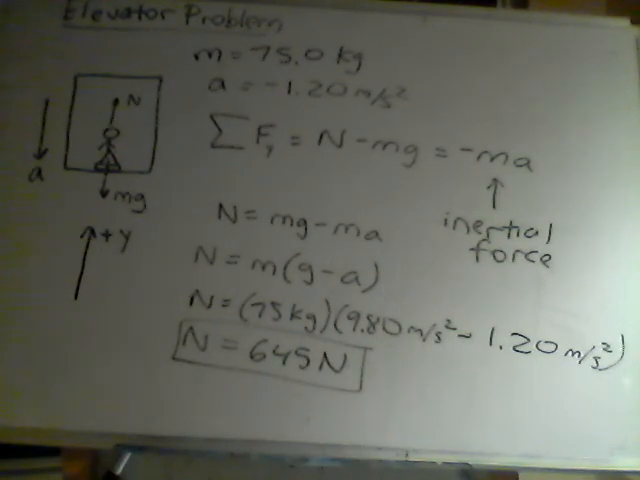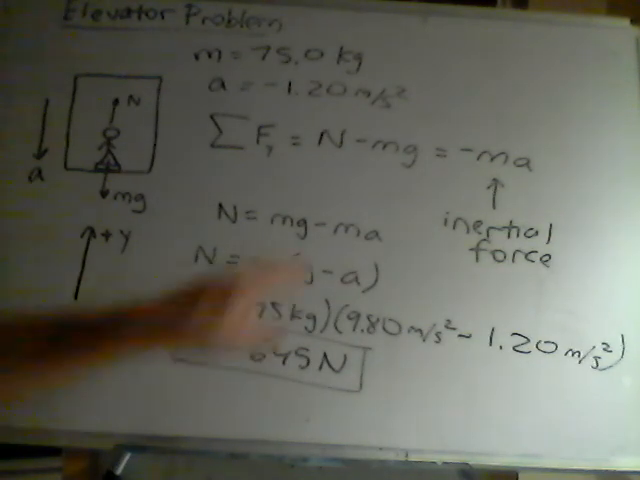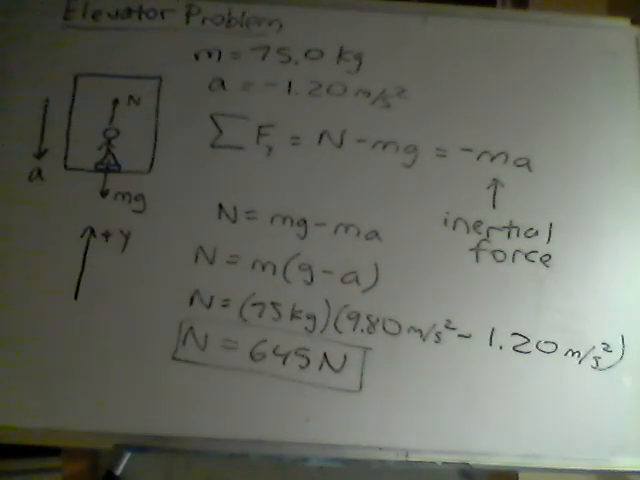Now what happens if the acceleration is so much that it actually is the gravitational acceleration? What if a equals g? That means that you would be weightless in the elevator. Literally, if you're in that elevator that's accelerating down at g, you would be weightless. In fact, NASA has a special airplane that does exactly this. It'll accelerate downward at 9.8 meters per second squared, and it puts the astronauts in a state of weightlessness, so they're floating around as if they're in outer space.